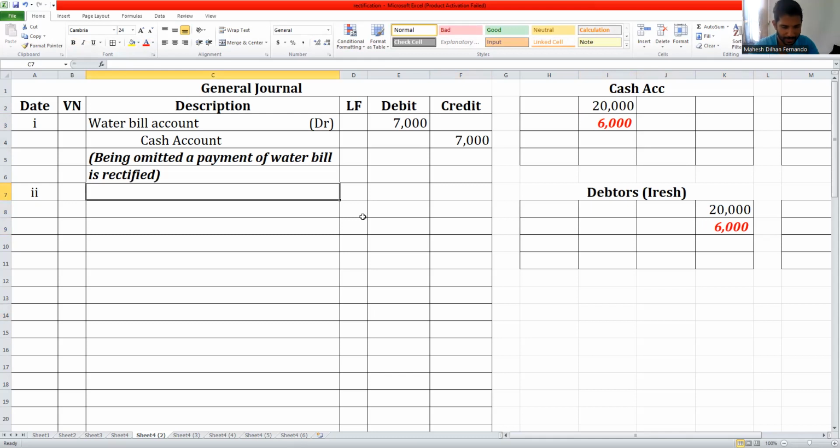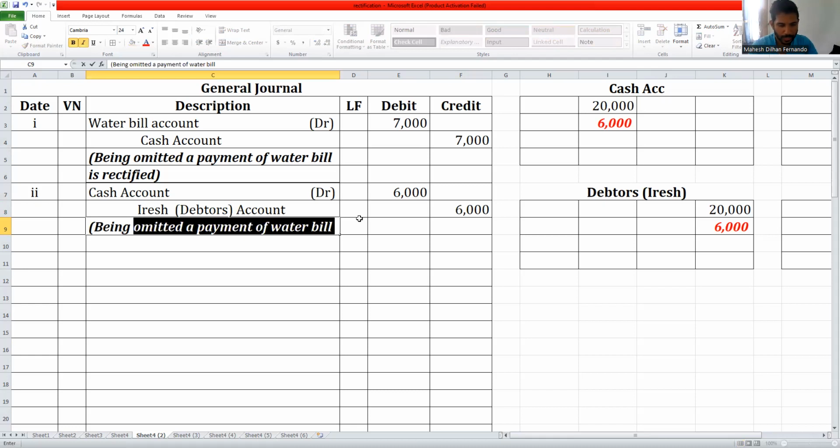Record it like this. Cash account debit 6,000. Debtors account credit 6,000. Narration.